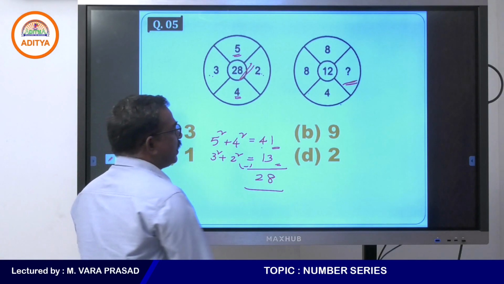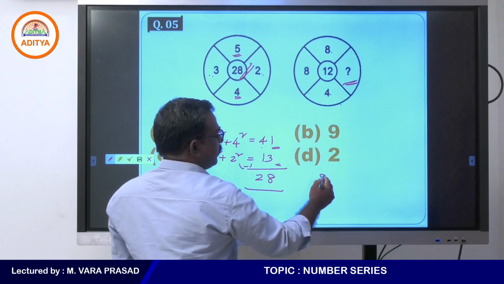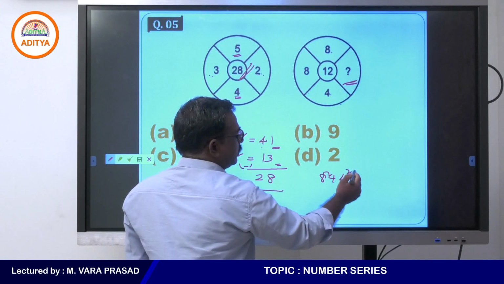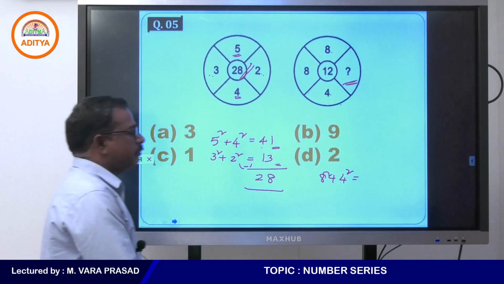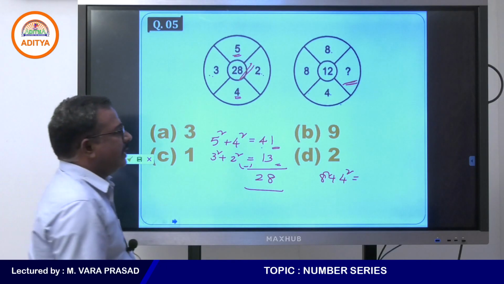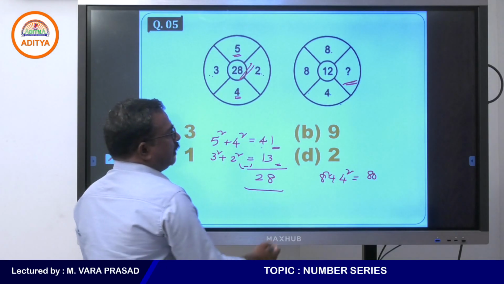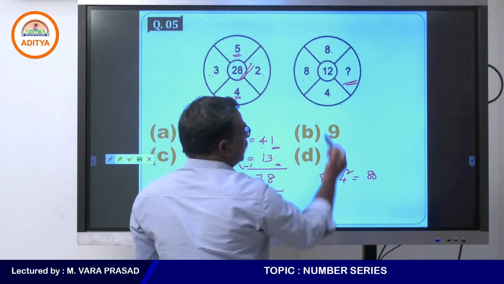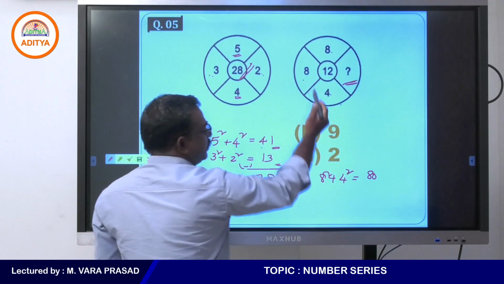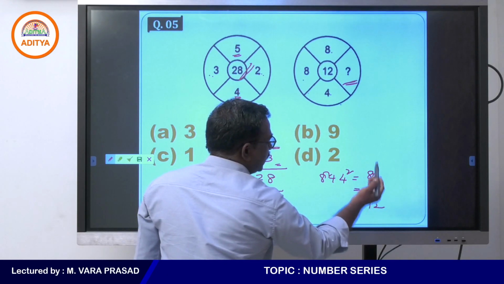The same way if you try here, 8 square plus 4 square, how much do you see? 8 square means 64 plus 4 square means 16, that is 80. Now what will you get here? 8 square plus something, and the difference should be 12. So what will you get here?